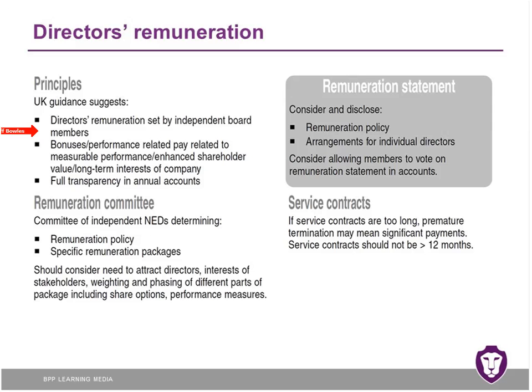Have bonuses related to measurable performance indicators, and have transparency in the annual accounts. You'll see if you watch the film Enron, they started a division of Enron, and again, it didn't work out, and some guy walked away with $125 million. Shareholders don't like this. I mean, if it was your money, you wouldn't like it either.